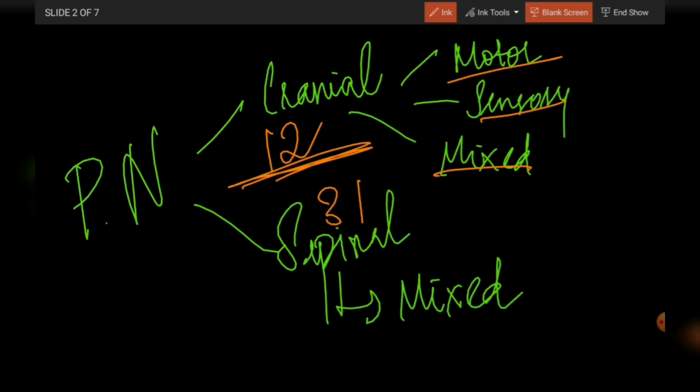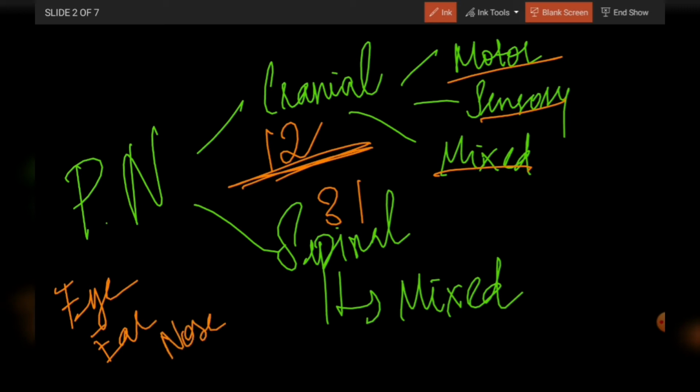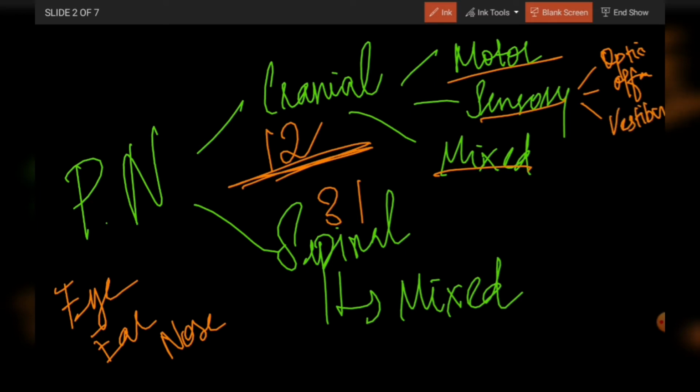For sensory it's not much difficult. For senses, we just have to remember eye, ear and nose. The sensory cranial nerves are optic for eye, olfactory for smell or nose, and for ear, it is vestibulocochlear. Then the 2 remaining are motor and mixed nerve. Let me give you a mnemonic to remember the mixed nerve, so we can easily make out the other one, that is the motor nerve.